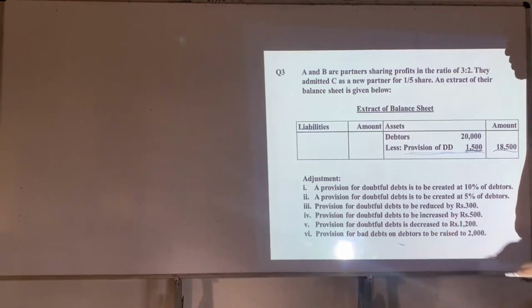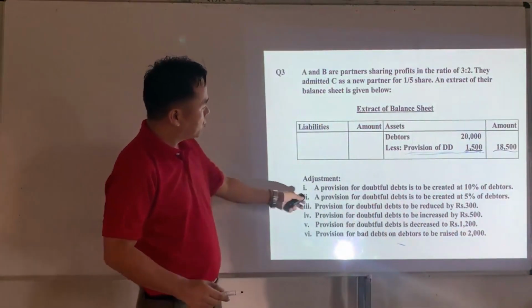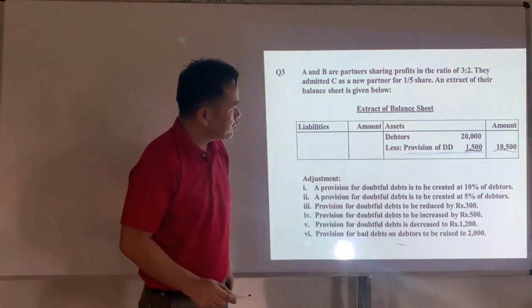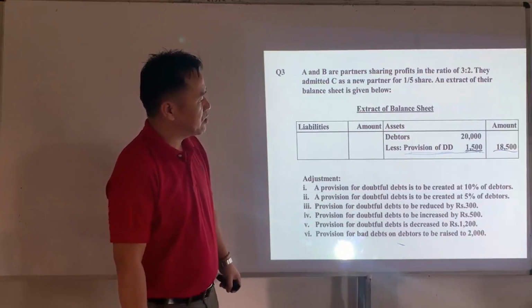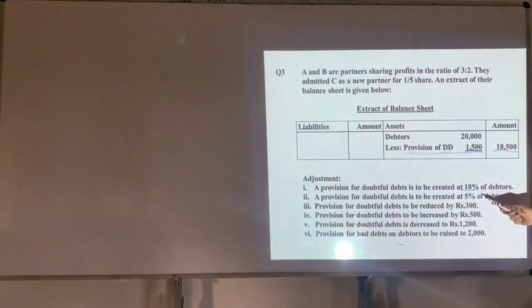Is that clear for you? Okay. Now look at adjustment number 1. A provision for doubtful debt is to be created at 10% on debtor. So this 10% should be calculated on gross amount, not on net amount. So what is 10% of 20,000?